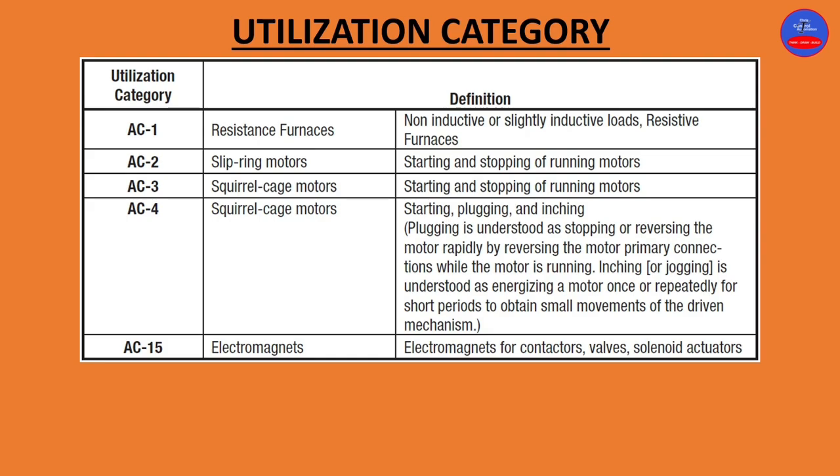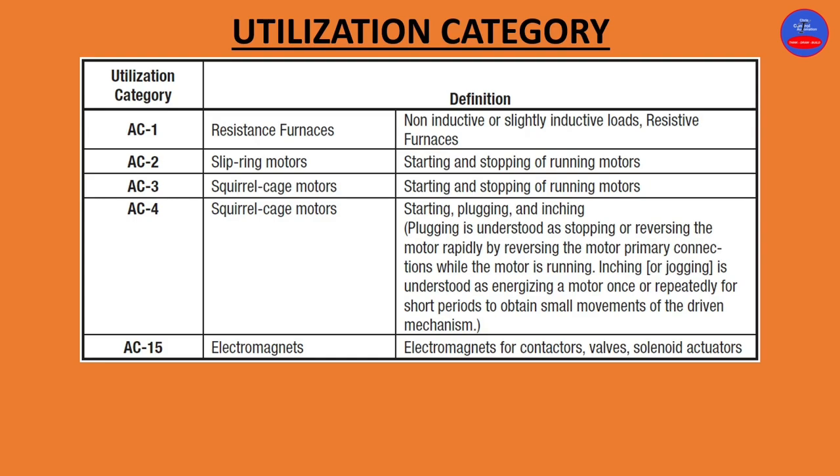Plugging is understood as stopping or reversing the motor rapidly by reversing the motor primary connections while the motor is running. Inching or jogging is understood as energizing a motor once or repeatedly for short periods to obtain small movement of the driven mechanism. Let's look at the AC15. It says electromagnet. The definition says electromagnets for contactors, valves, and then solenoid actuators.